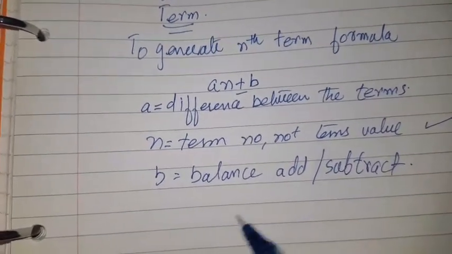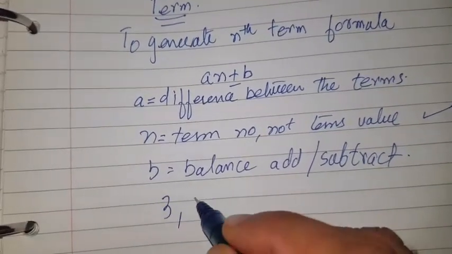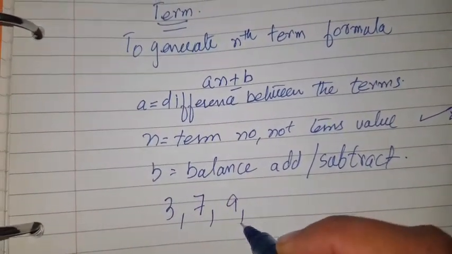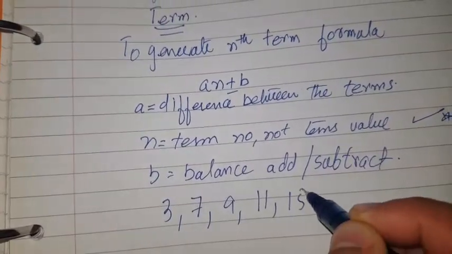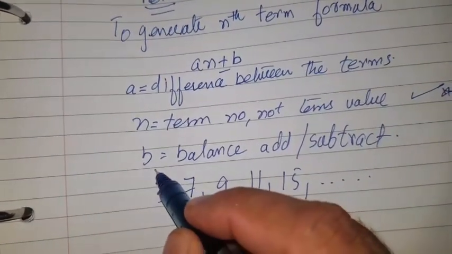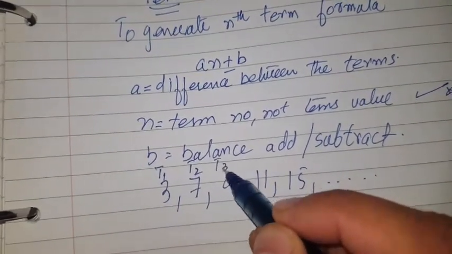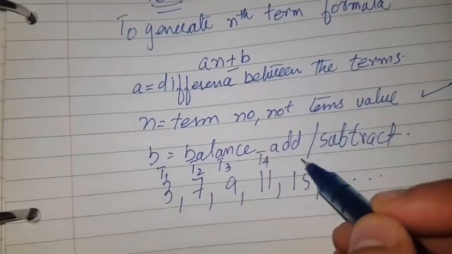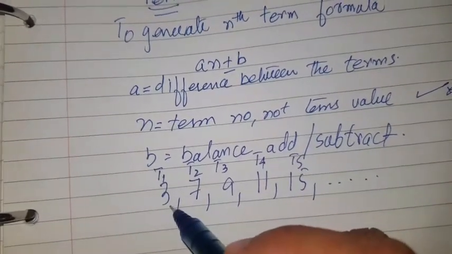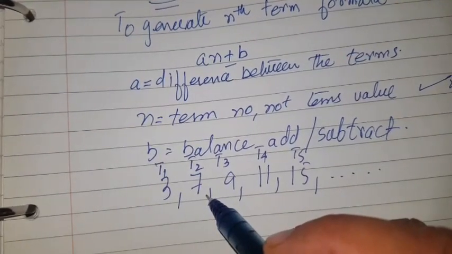For example, I will take this sequence. I will say 3, 7, 11, 15. Now, this is term 1. Let me label it first. Term 1, term 2, term 3, term 4, term 5.